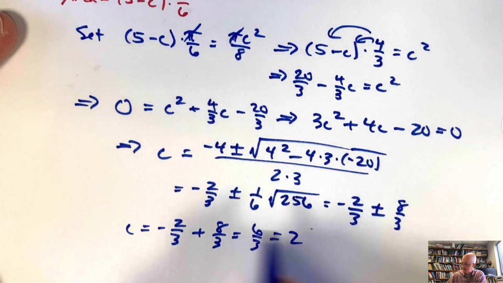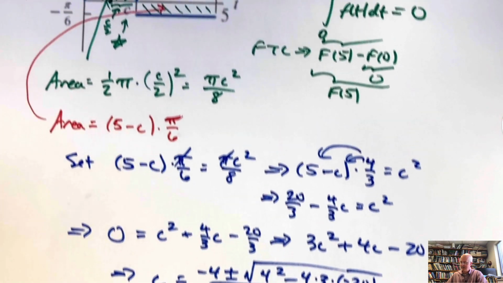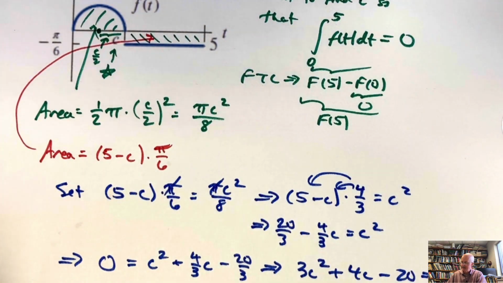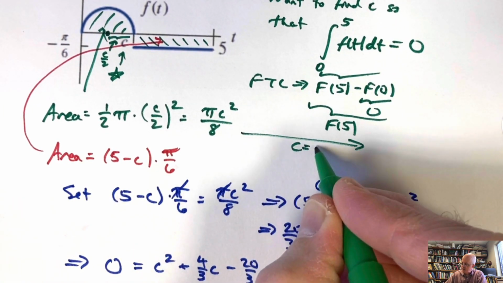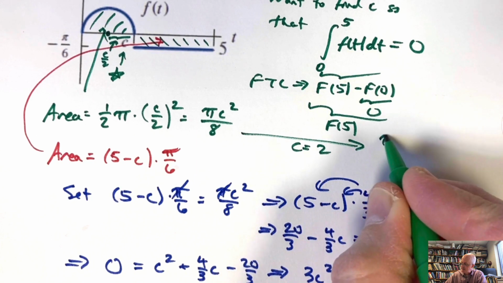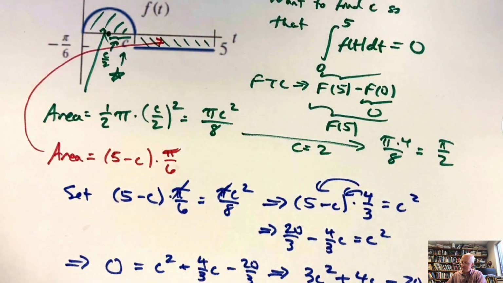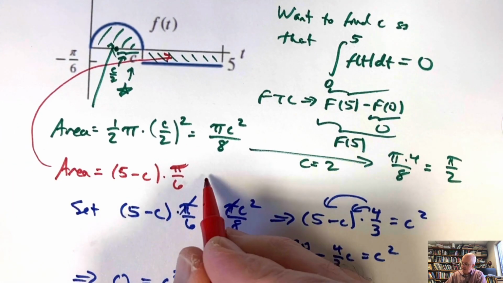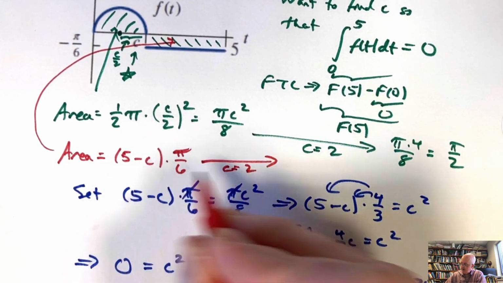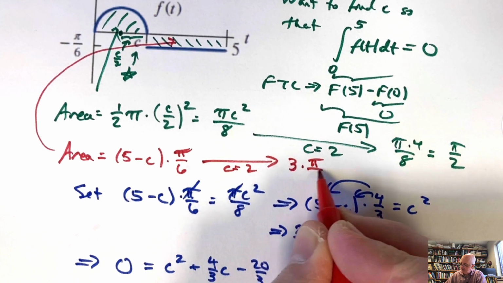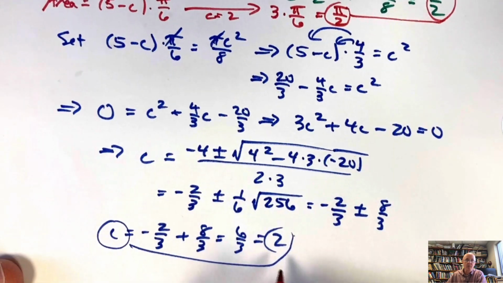That seemed like a lot of work to get such a simple answer. C equals 2 is the answer. You may want to double check that by going back up to these areas and plugging in c equals 2. What would we get with this one when c is 2? We get pi times 4 over 8, which is pi over 2. That would be the area of this semicircle. And what about the area of this rectangle when we plug in c equals 2? 5 minus 2 is 3. 3 times pi over 6, which is, once again, pi over 2. We have a match. That confirms the answer, which is c equals 2.